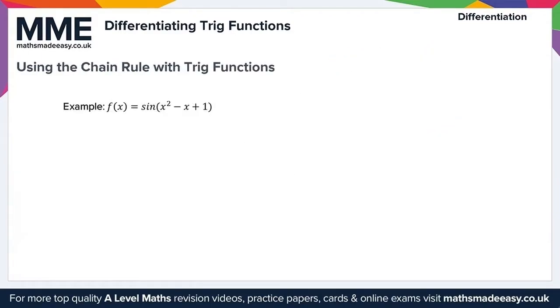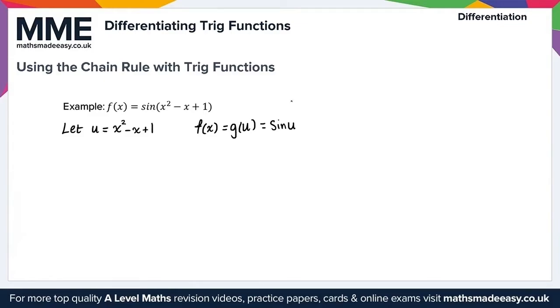Moving on now to take a look at this example where we're using the chain rule with trig functions. In this case, we've got f of x equals sine of x squared minus x plus 1. So here we need to make sure we're using the chain rule. If we let u equal this expression inside the bracket, so that's x squared minus x plus 1, then f of x is equal to g of u, which is equal to sine u.